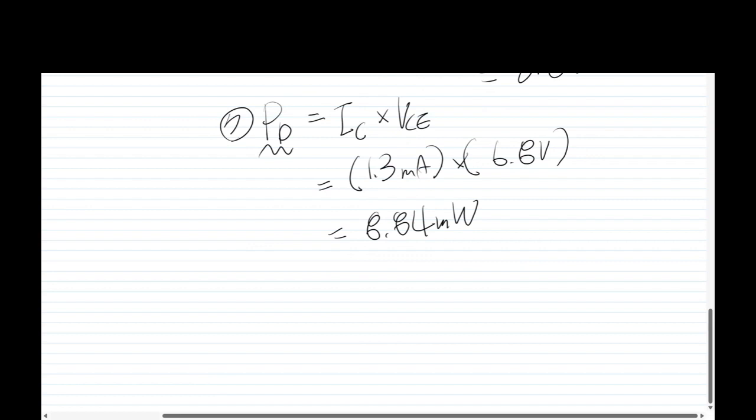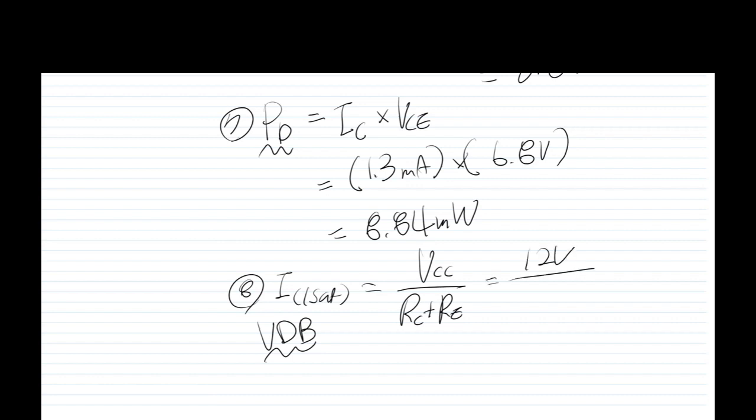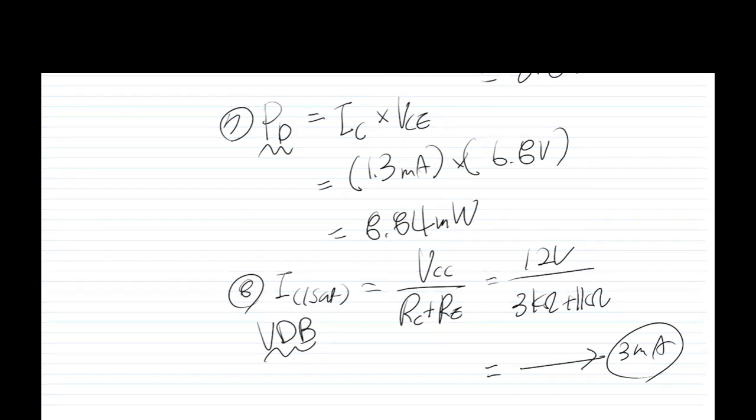All right. So the last one is, what is I sub C saturation for the voltage divider base bias transistor circuit? That is V sub CC divided by R sub C plus R sub E. So that was the 12 volt over 3 kilo ohm plus 1 kilo ohm here. And that was what? 3 milliamp. Okay. Don't forget to get the I sub C saturation.